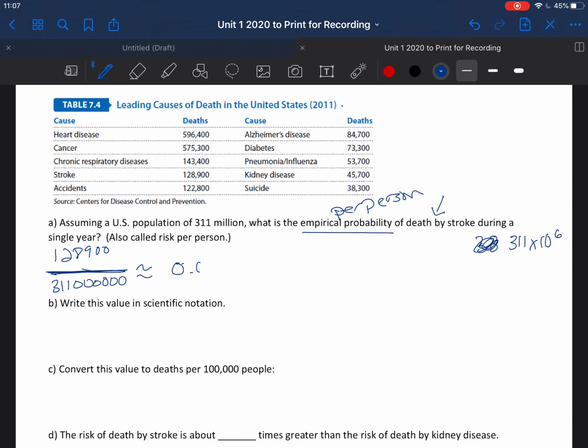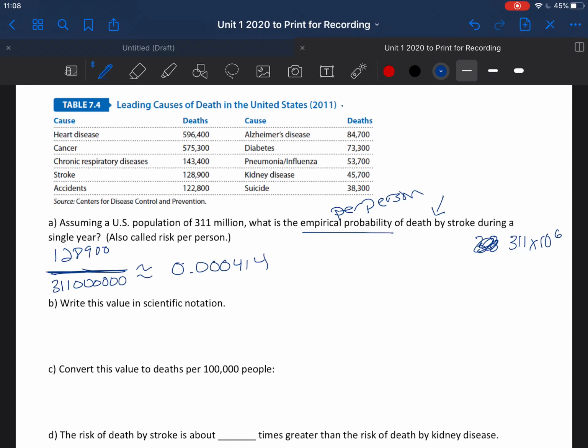So this is around 0.000414. We've already said we don't handle really small numbers well in our brains. There's a small number. That's what we get. That's the empirical probability, the risk per person.